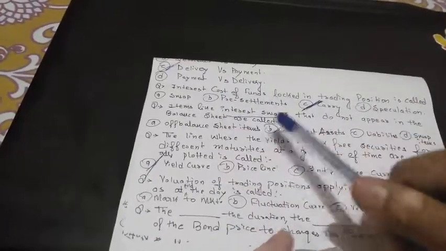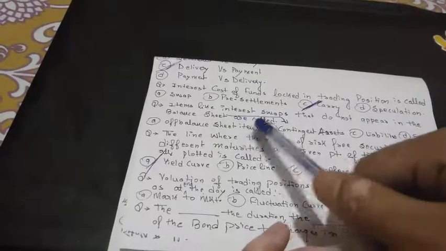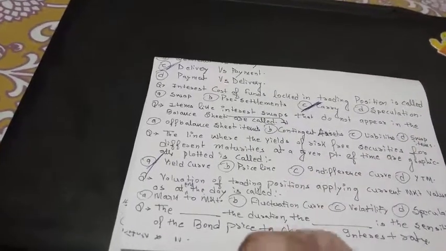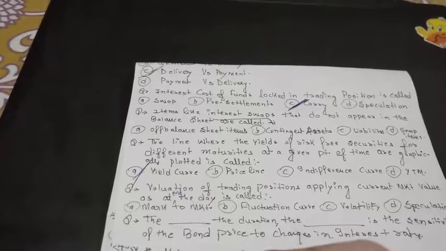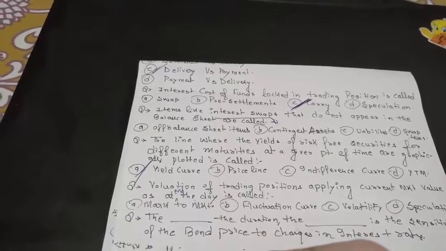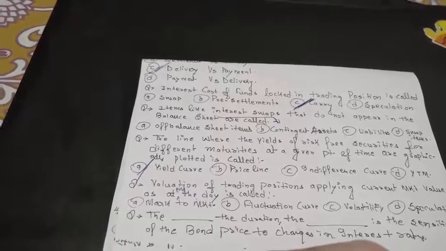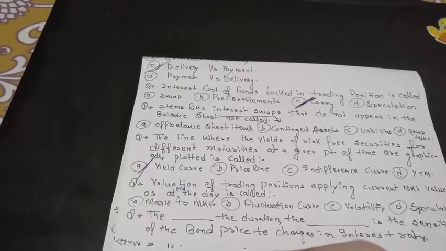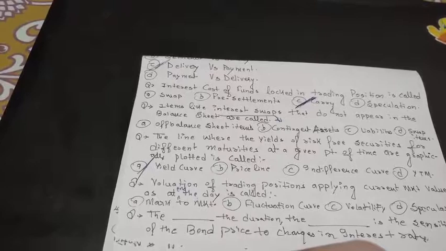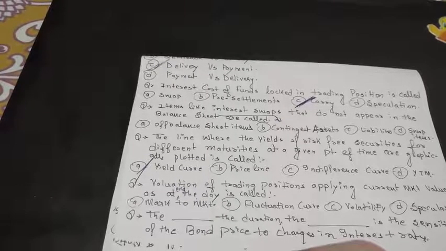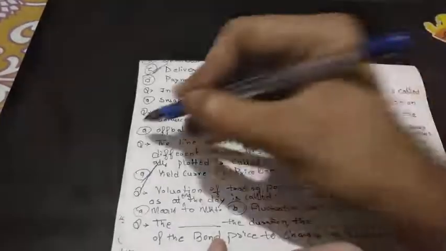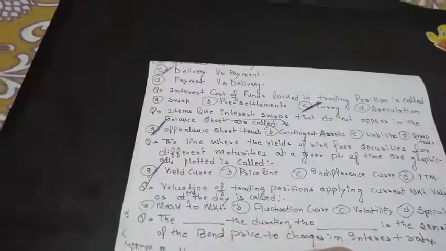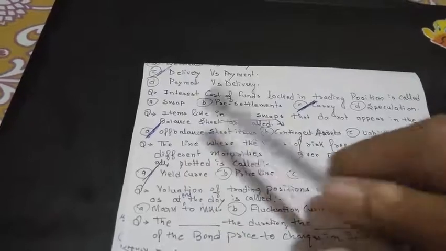Next question: items like interest swaps that do not appear in the balance sheet are called contingent liabilities, which we do not mention in the balance sheet. We have invested some amount in that, and in future it might be an asset or a liability. It depends on the future, so we cannot designate it as either just now in the balance sheet. That is called a contingent liability, and it is also called an off balance sheet item. It is mentioned separately in the note section.